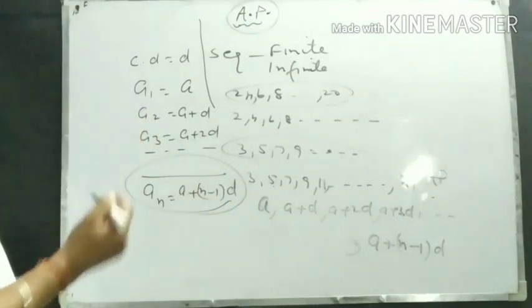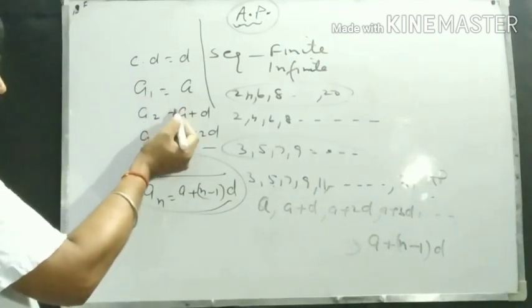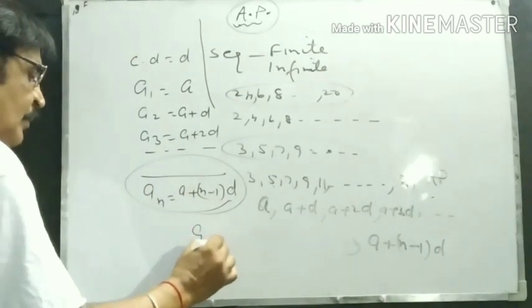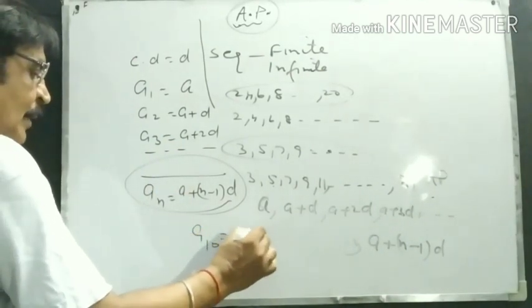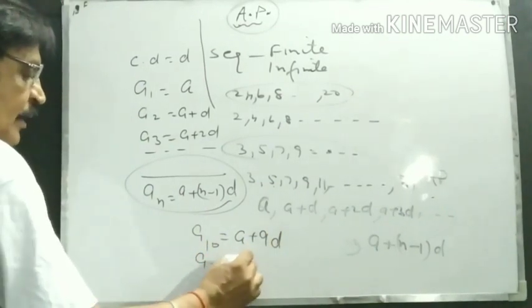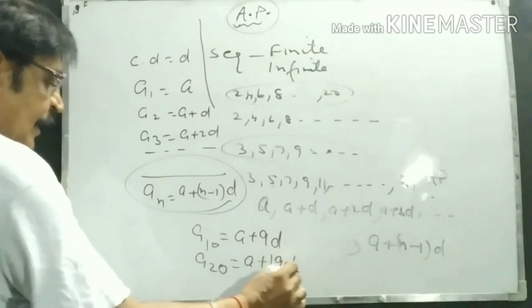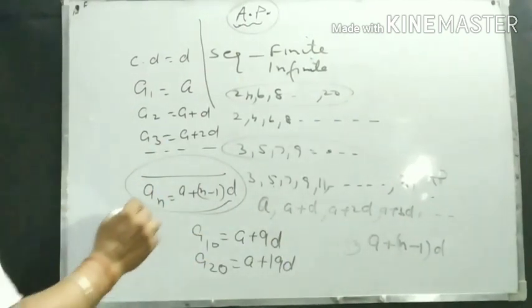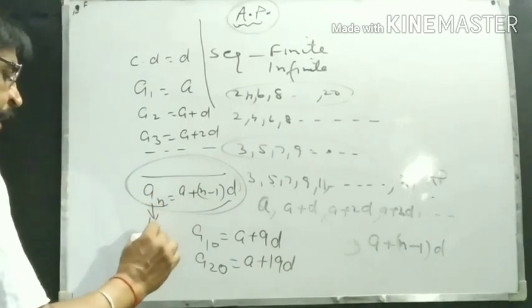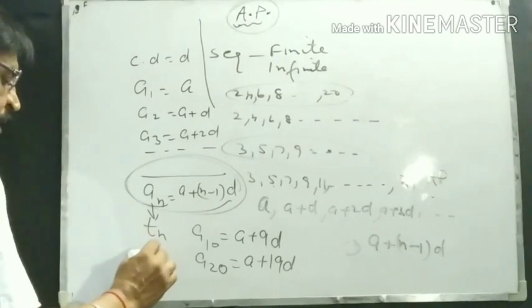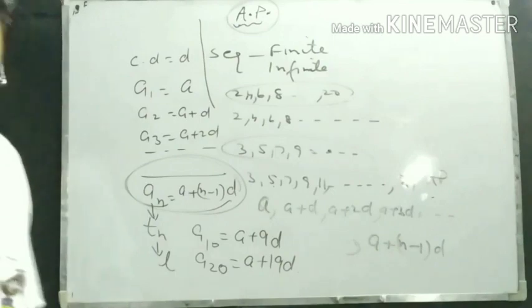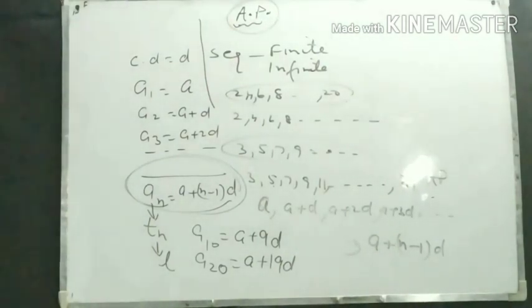You can find the nth term. For example, I have quoted 3 terms, 1 2 3. If you are asked to write the 10th term, the 10th term becomes A plus 9D. For example, if you are asked to find the 28th term, you will write A plus 27D. You can find it this way. So see, this is the general formula. Sometimes in place of an, tn is also mentioned in some books, and this is denoted by L. L means last term.